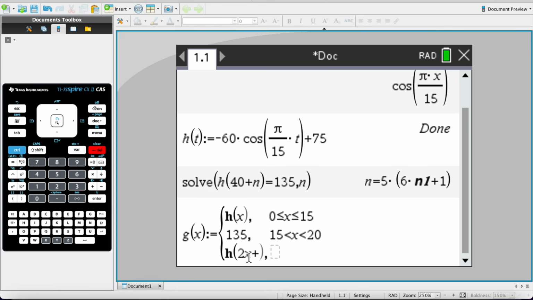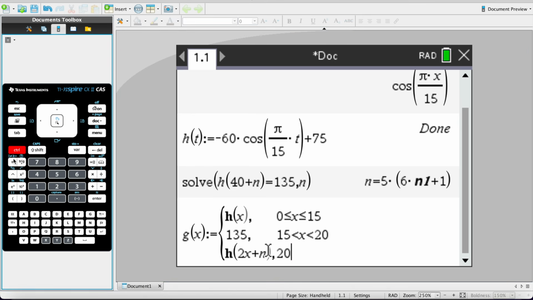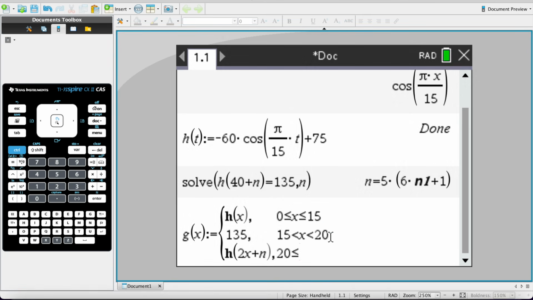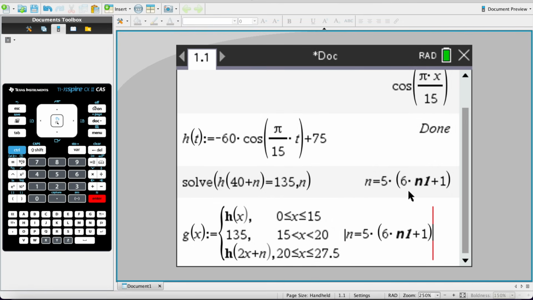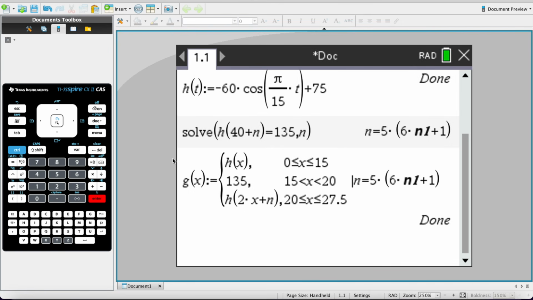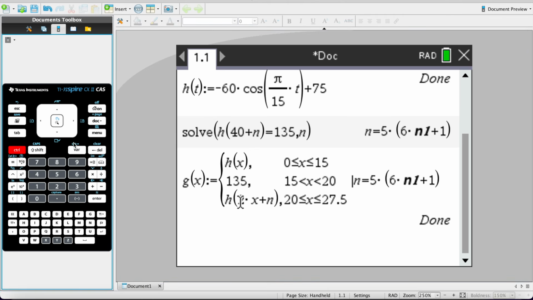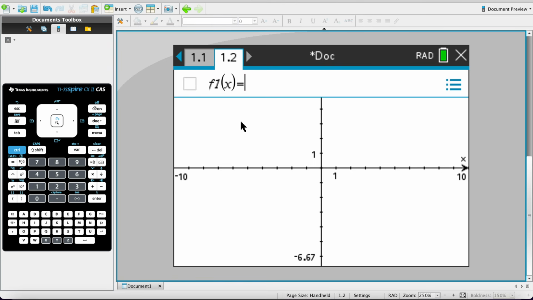2x plus n. And then you've got 20 is less than or equal to x, which is less than or equal to 27.5. And then at the end, I'm just going to say n is equal to this. Alright, so now I'll just go onto the graphing page and sketch it. So that was g of x.